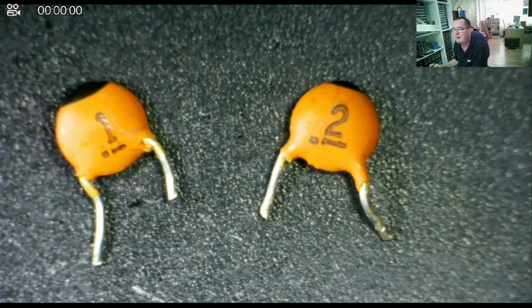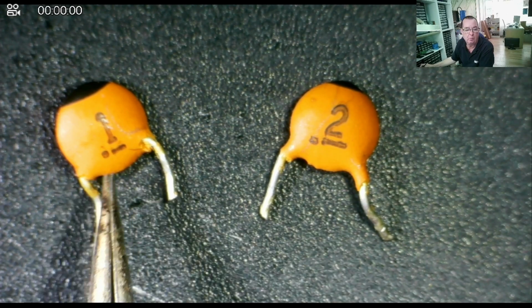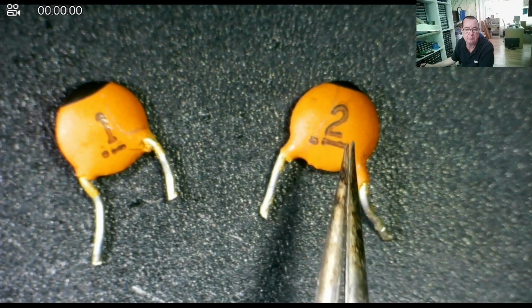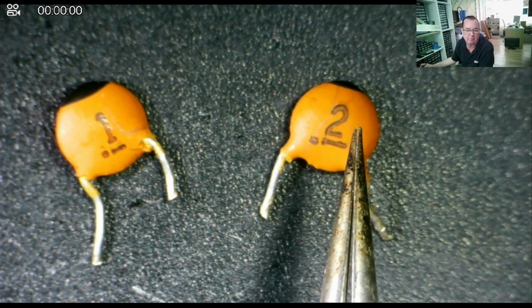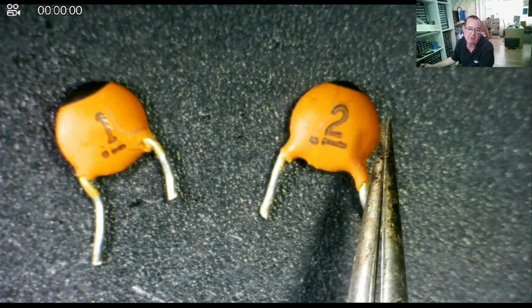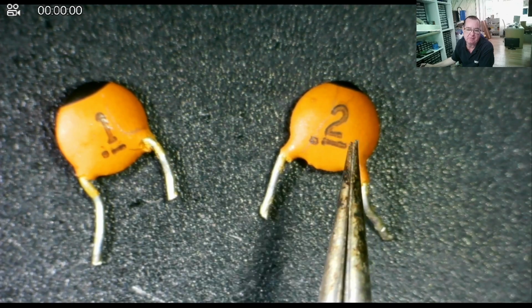So these are ceramic disc capacitors. These are the lowest values you're ever likely to find. So we have 1 picofarad, 2 picofarad. So if there's no multiplier, or for example it says 2N, which would be 2 nanofarads, or anything else, we can assume this is picofarads.